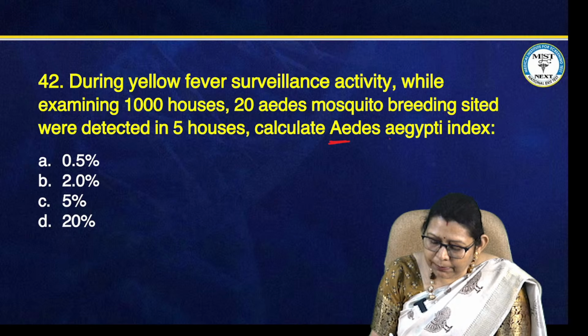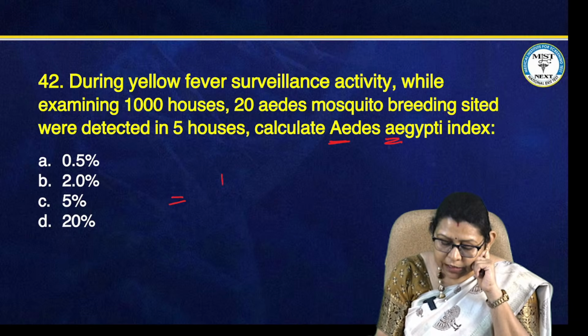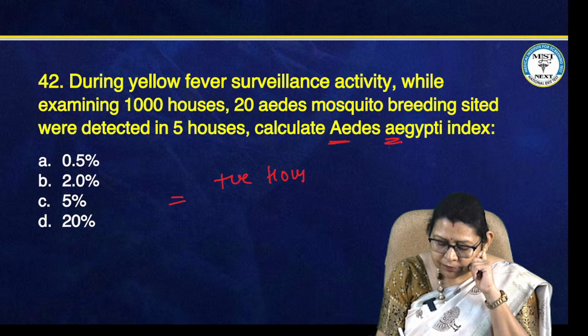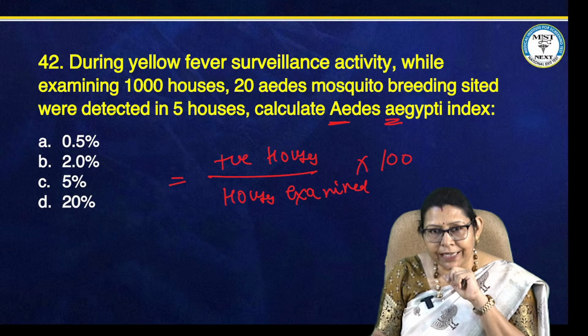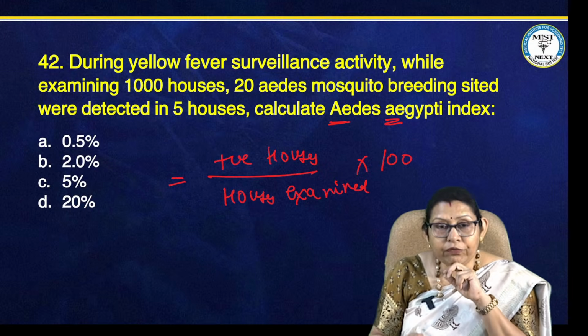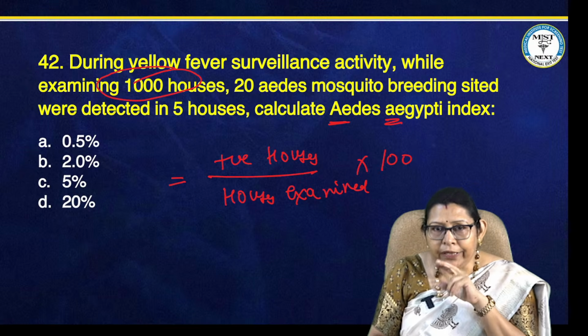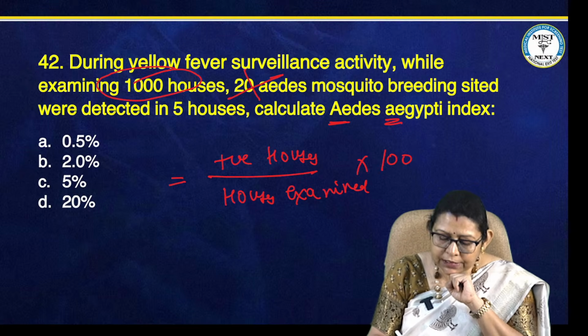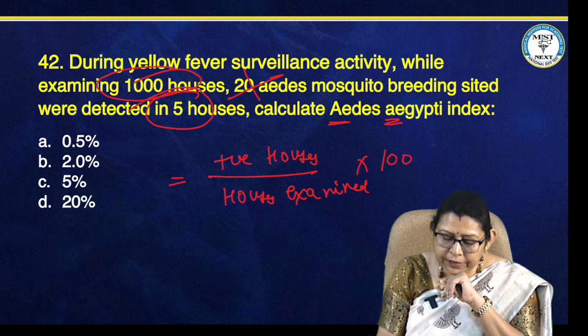Aedes aegypti double A means double houses. What we had remembered as a catchy word means positive houses divided by houses examined. Positive houses divided by houses examined. So, yellow fever surveillance activity, 1000 houses were examined. 20 Aedes mosquito breeding sites. I am not concerned with the breeding sites. And they were detected in 5 houses.